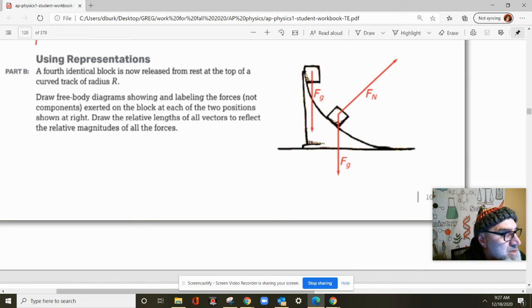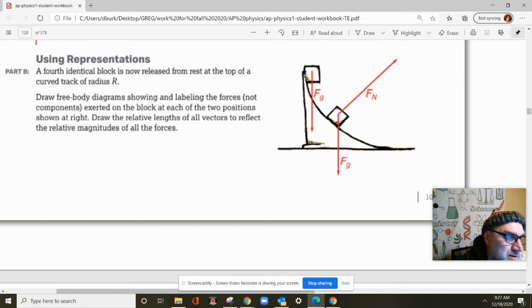All right, so now we're going to drop that block down a curvy ramp. And here's the free body diagram showing, notice that it shows that the normal force is a much longer line than the force of gravity. So that's very interesting. We should reflect on that and ask ourselves, why would the normal force line be bigger than the force of gravity when normally it should be smaller because it's a component of the force, right?